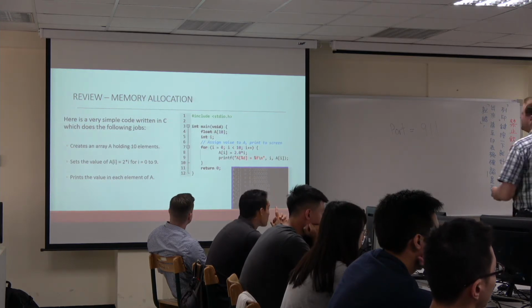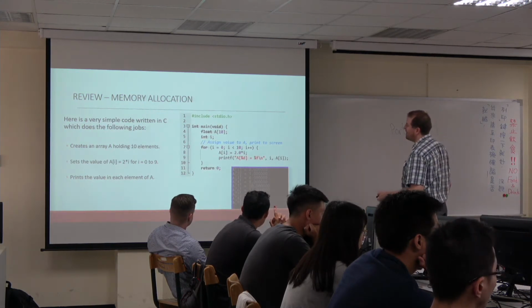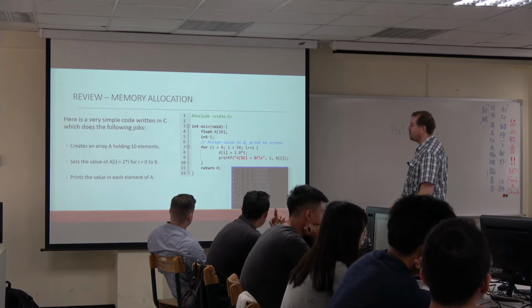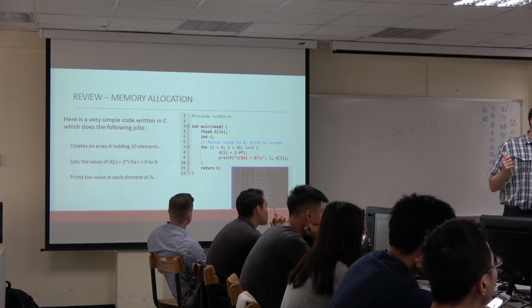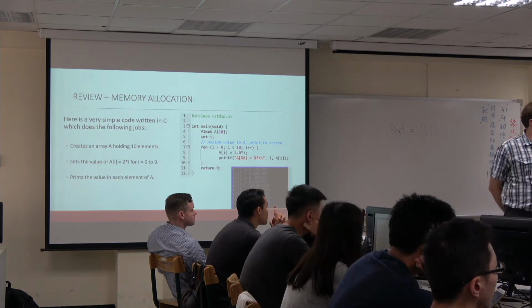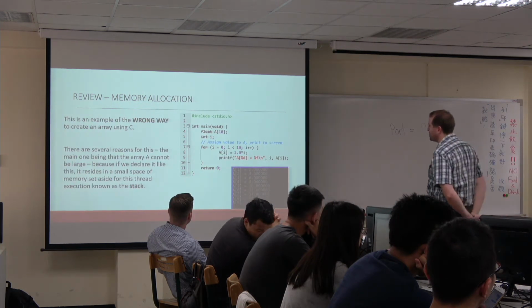So here we basically allocate A, we set its values to 2i, and we print its values. This is what we get when we run it. Very nice little system that we've got here. I have to ask you, where is that A stored in memory? Well, there's a reason that we don't do it this way.